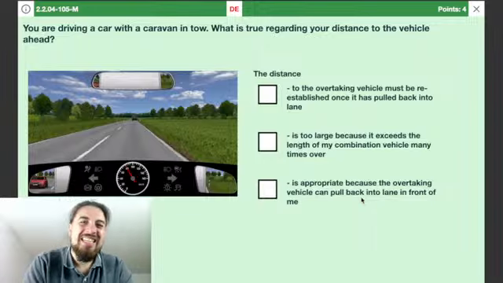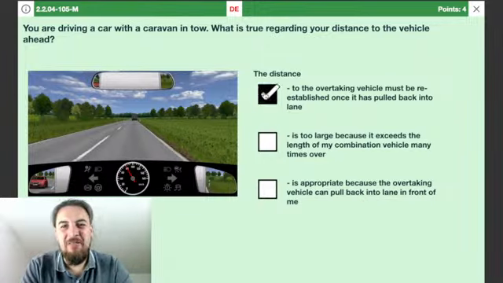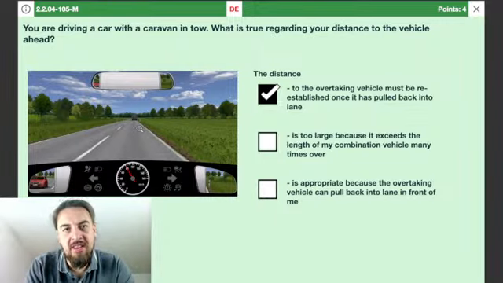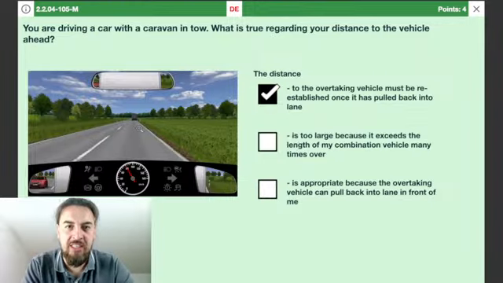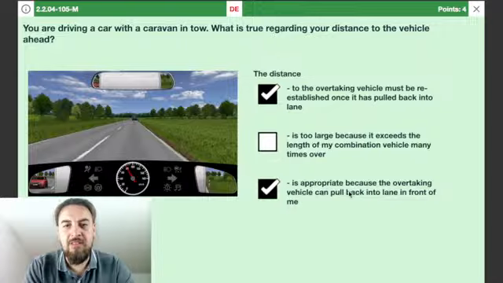Which ones? The distance to the overtaking vehicle must be re-established once it has pulled back into the lane. So right now you have enough distance to the gray car. If the red one overtakes us and merges in, we have to re-establish that long distance again so that another car overtaking us has the same opportunity as the red one right now. And it's appropriate because the overtaking vehicle can pull back into lane. Yes, now we are taking reference to the distance to the gray car, and that is appropriate. So the first and the last is correct.